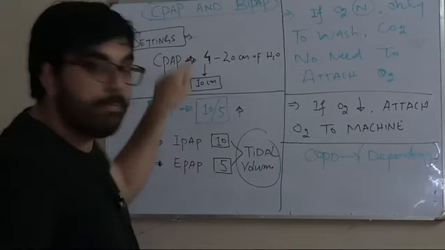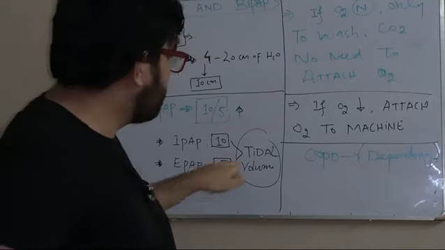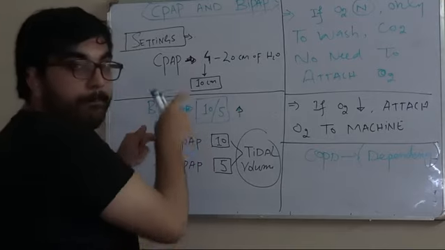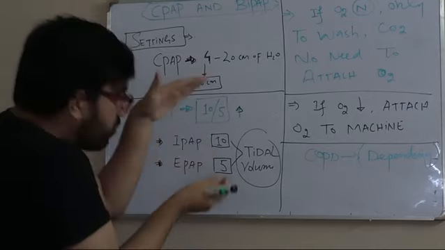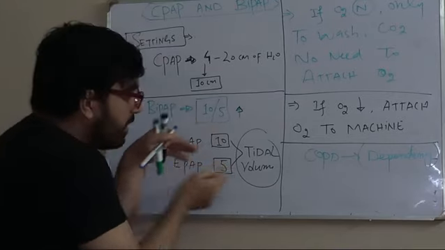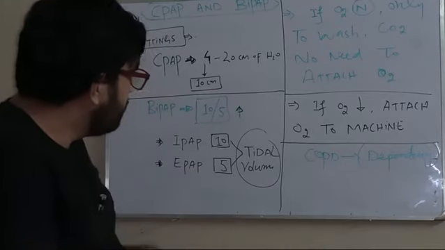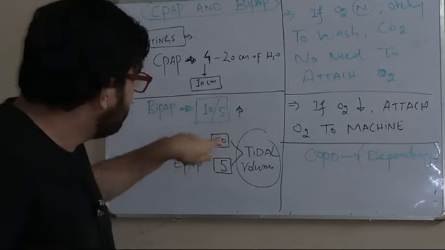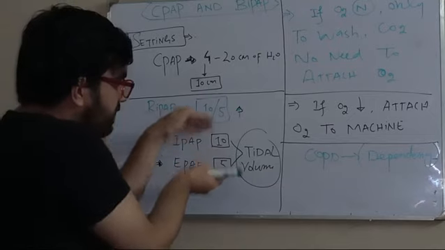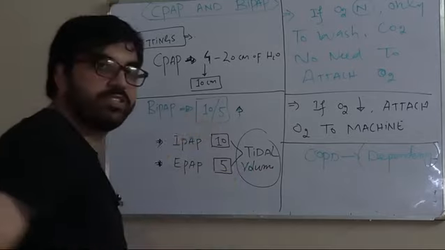So if you are increasing the IPAP but keeping the EPAP constant, you are increasing the gradient, you are increasing the tidal volume. Or if you are increasing the EPAP and not increasing the IPAP, you are decreasing the tidal volume. So you have to keep this difference constant in order for the tidal volume to be delivered. You should think of this gradient. If you need a high tidal volume, increase the difference between the two. If you need a low tidal volume, decrease the difference between the two.